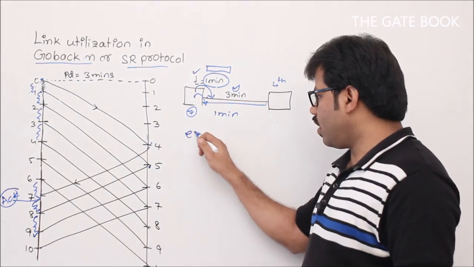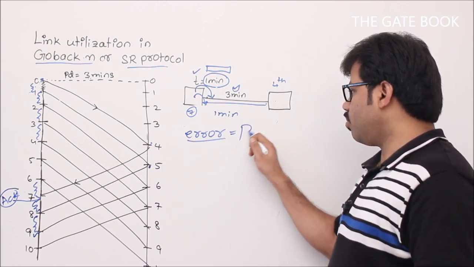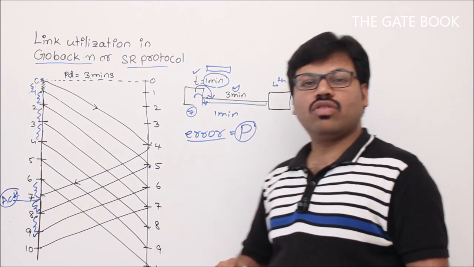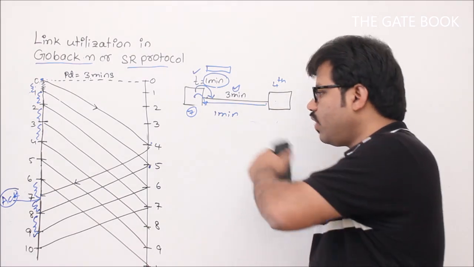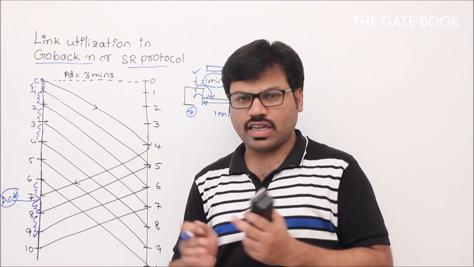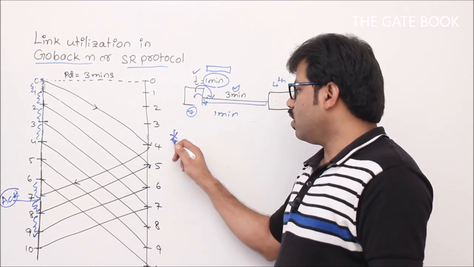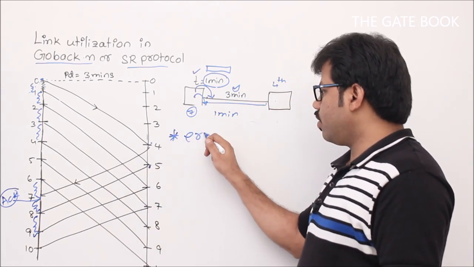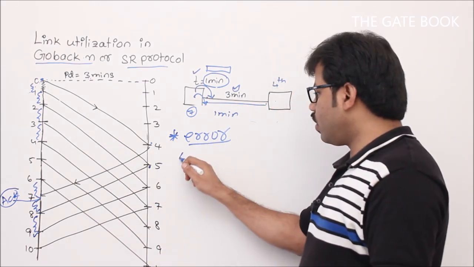If you have error, then we have to know the probability of error. That means what is the probability that one packet goes with success, otherwise with failure, right? If you know that probability, then we can again calculate the link utilization. Before that, at this moment we assume there is no error. When there is no error, what is the condition to have link utilization 1?